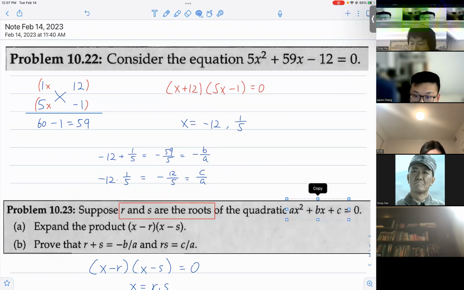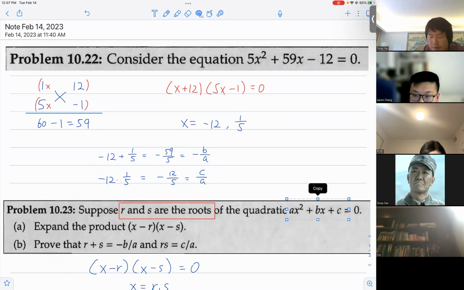Leading coefficient, linear coefficient, and a constant. Or you could say constant coefficient.